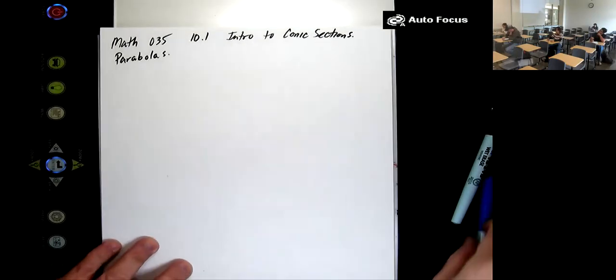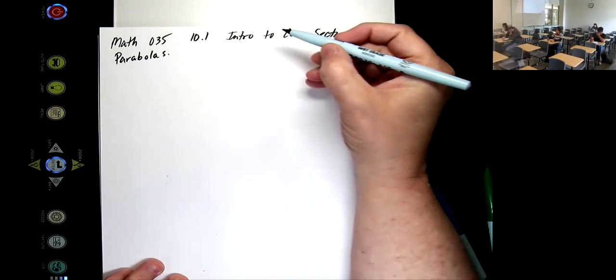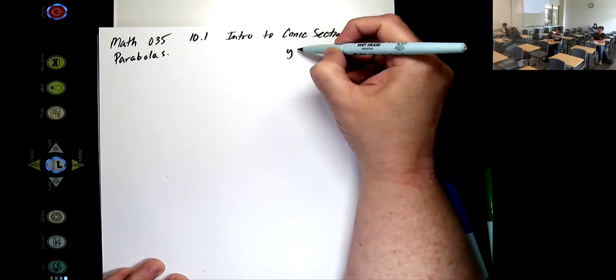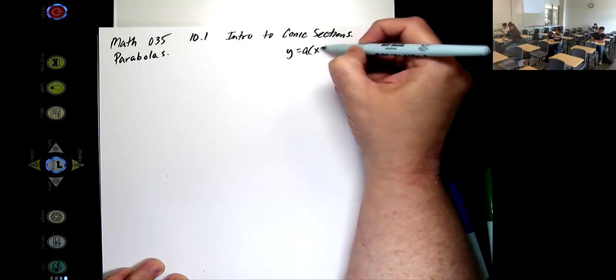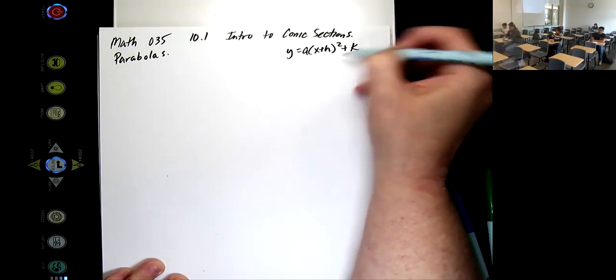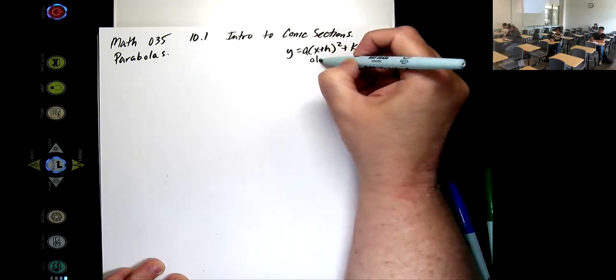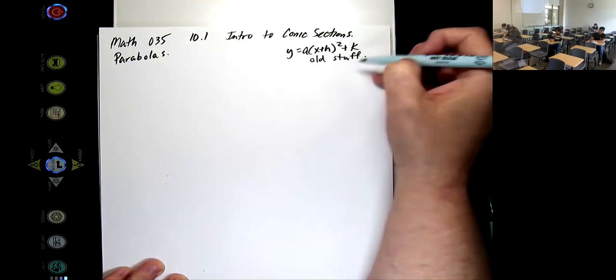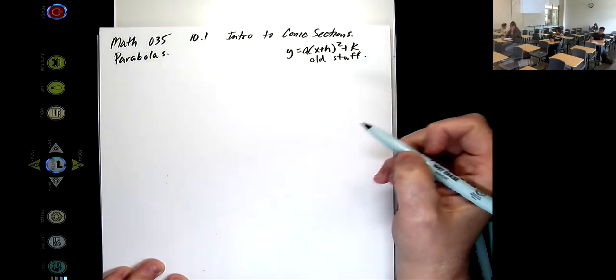All right, so. Okay, zoom back out. All right, so you know how we've been doing the stuff with, previously we've seen a times x plus h squared plus k, that kind of jazz. This is old stuff. In fact, it's old stuff related to parabolas.